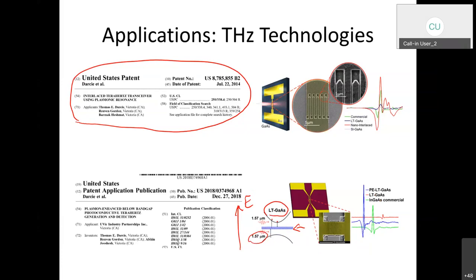These are very inexpensive lasers. We can use these lasers to pump these photoconductive antennas, and we can get enough efficiency from this two-photon process by making use of plasmonics.